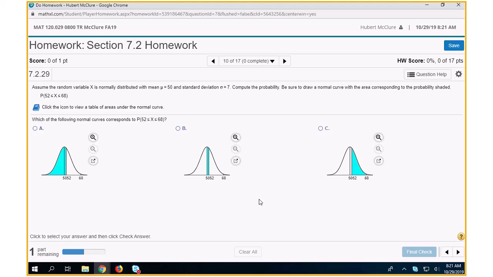It says assume a random variable is normally distributed with a mean of 50 and a standard deviation of 7. So when you see that mean of 50 and standard deviation of 7, the first thing you're going to do is draw what? Draw a curve, and go ahead and fill out the curve. Put your z-scores and your empirical rule percentages. So everybody should be drawing all that out on your notebook paper.